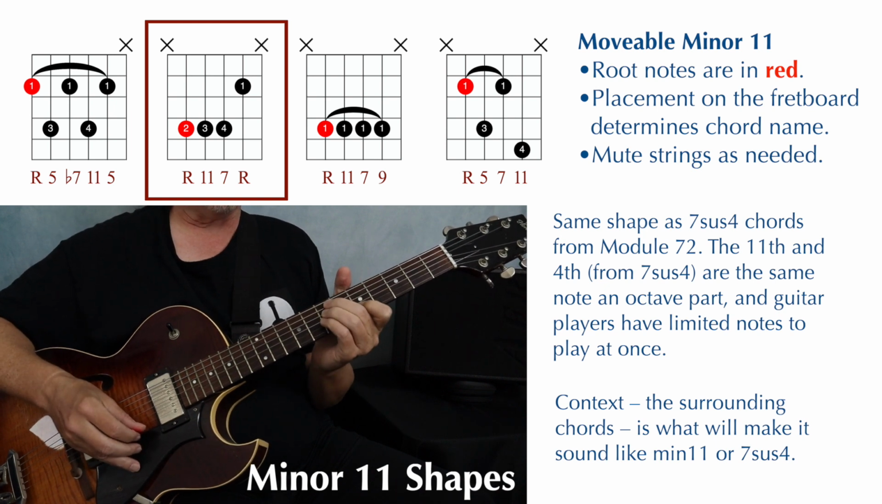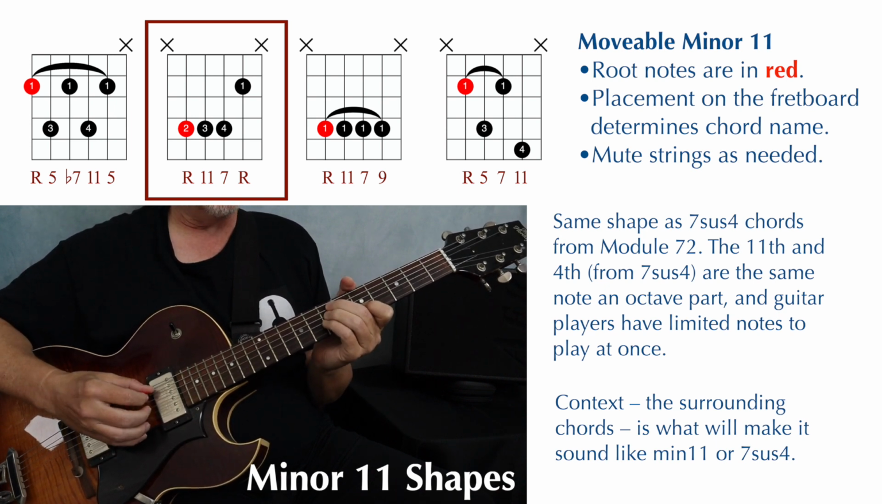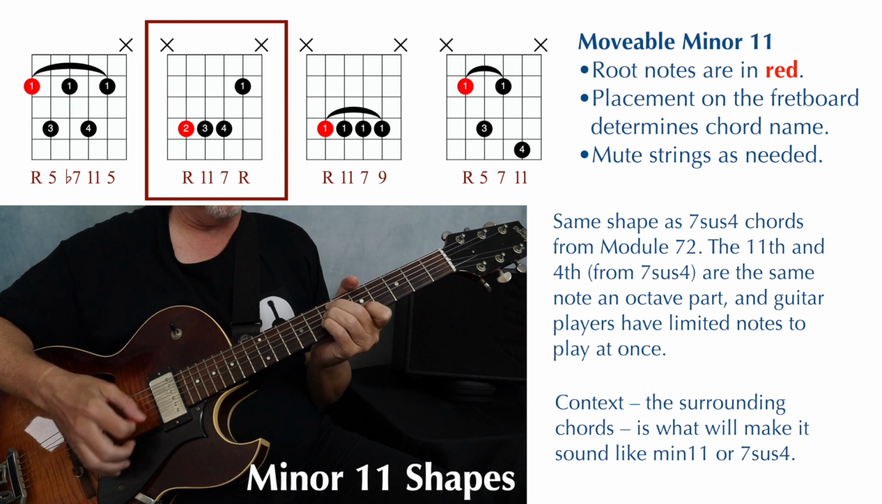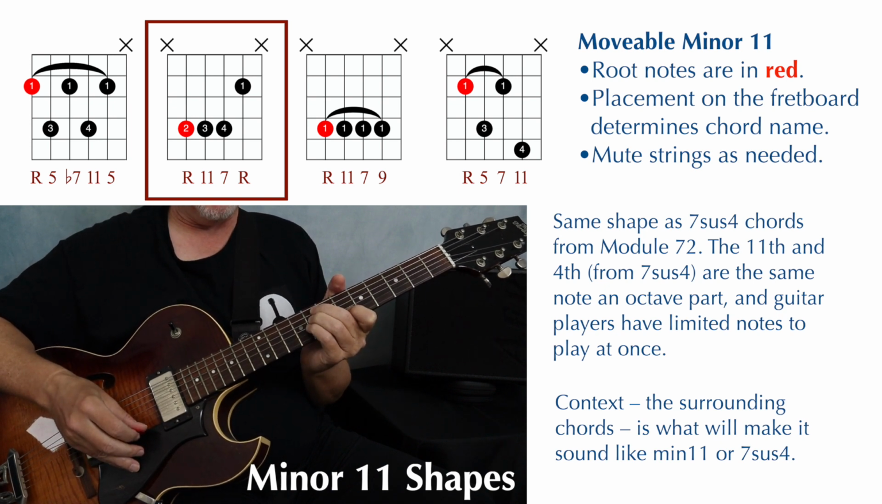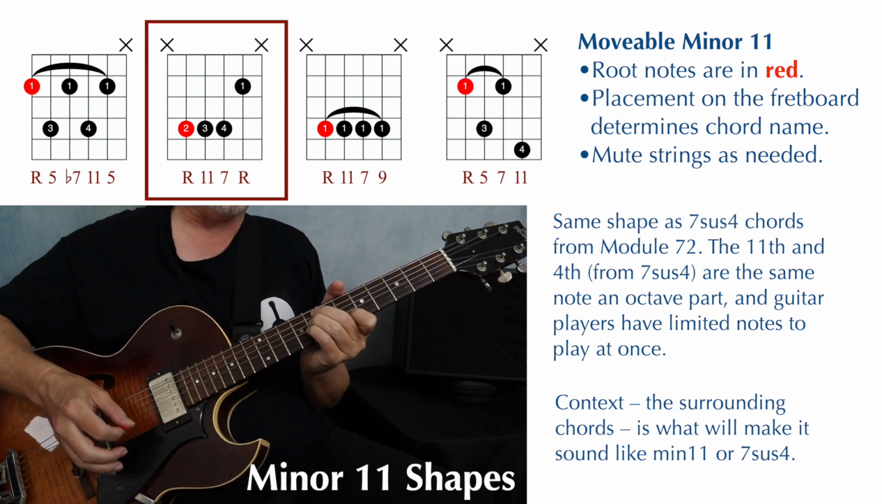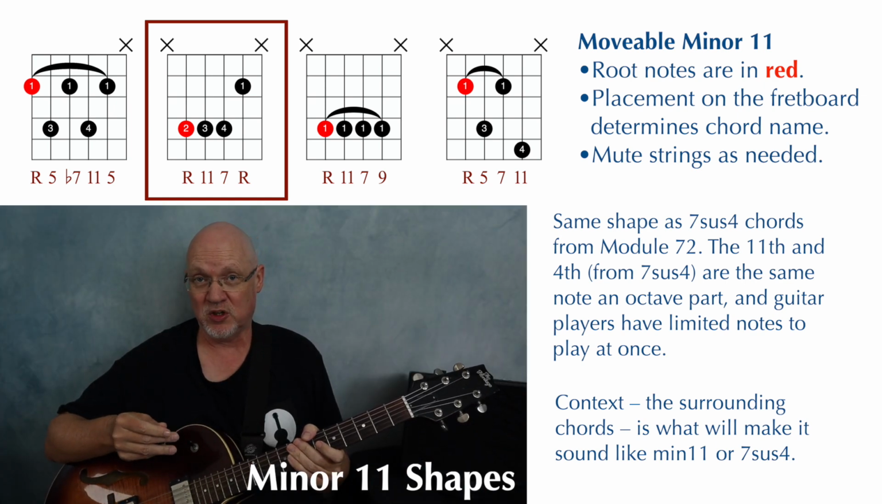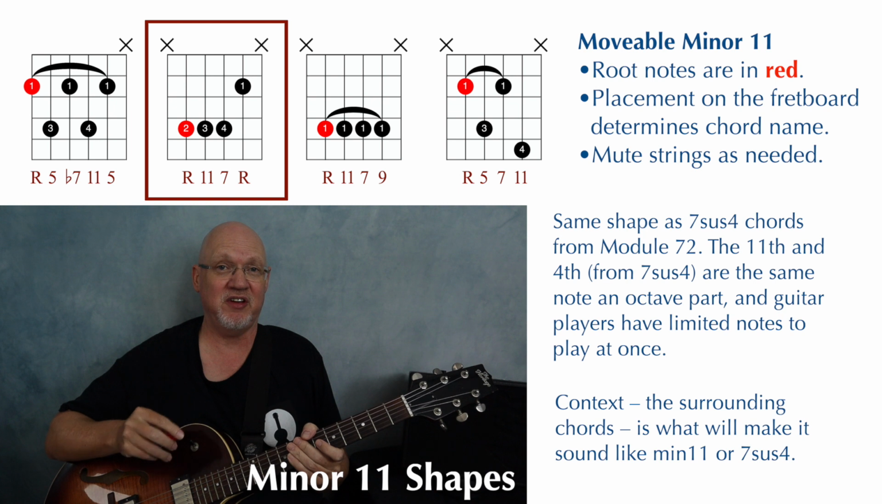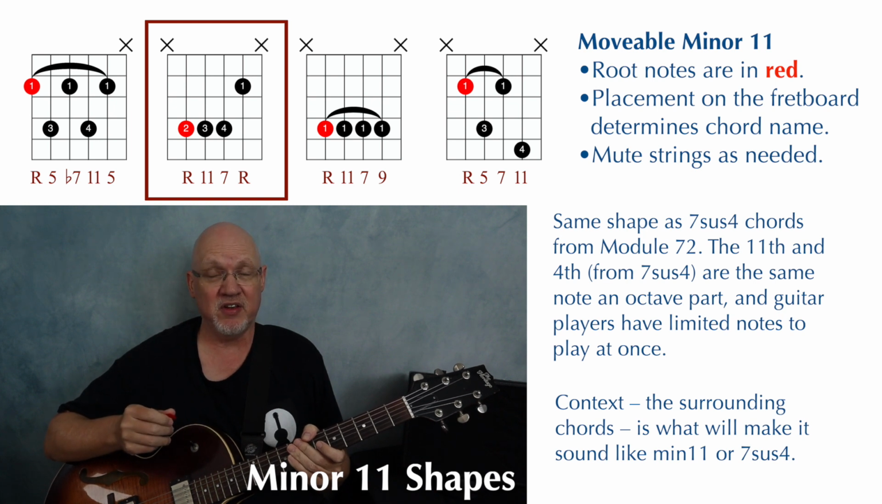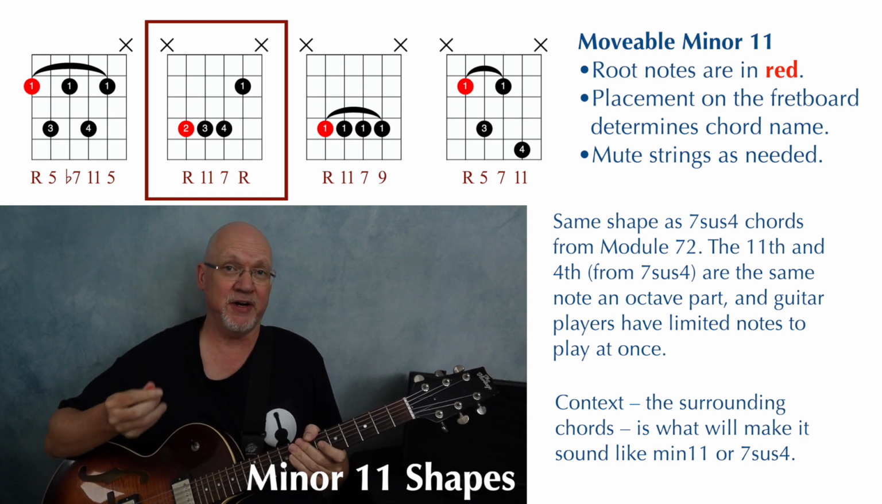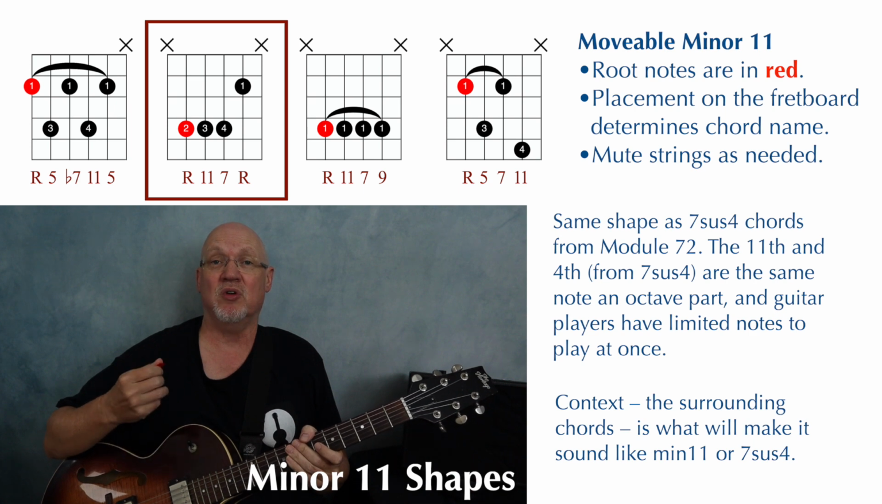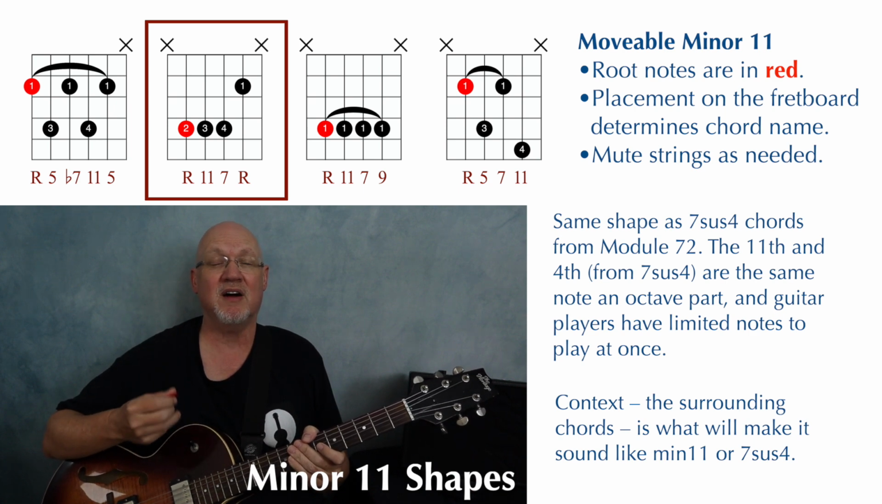If I move it up a fret, now my root is on the E on that string, and it's an E minor 11. Move it up again, and it's an F minor 11. This shape is also the same as the 7 sus4 shape that I showed you in module 72. And again, the thing that makes this chord perceived as a minor 11th versus some sort of 7 sus4 chord is going to be context.